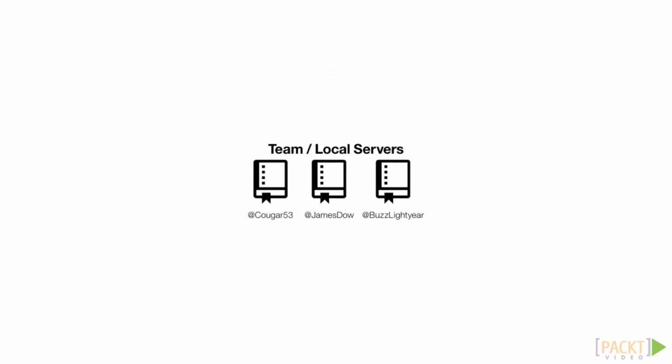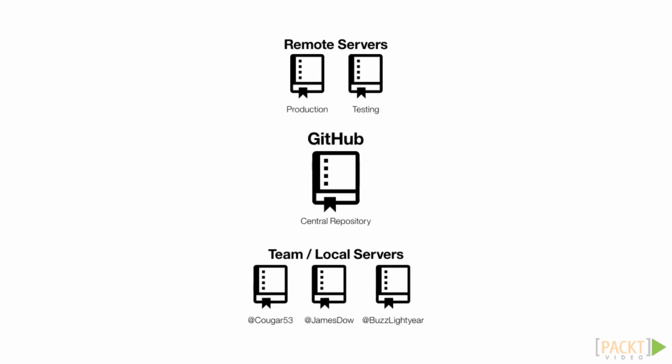Finally, each member on your team will have a local repository on their own local server. You can easily set up a Git remote to your central, production, and testing repositories for quick and easy access to any of the above repositories. When you're ready to deploy to one of the environments, you would use git push, the remote name, the branch name, and you're done.